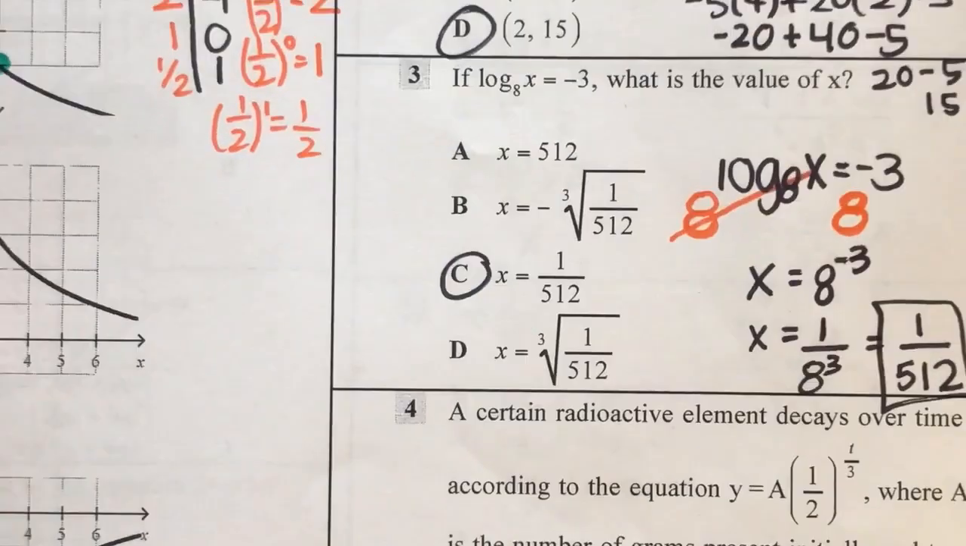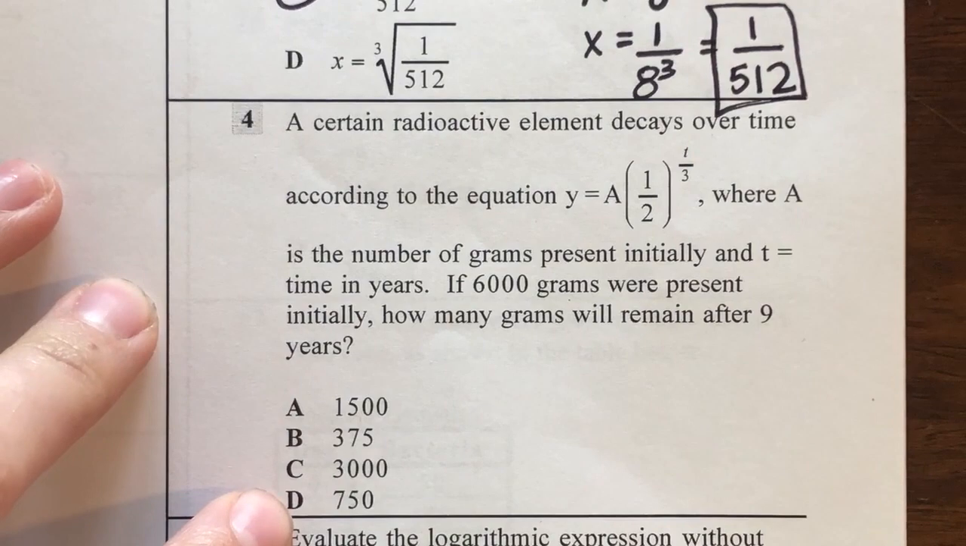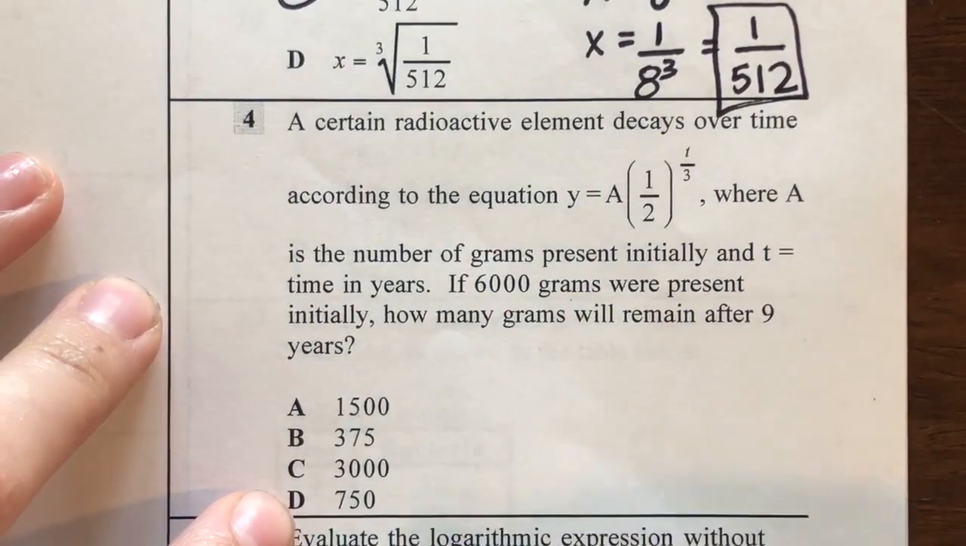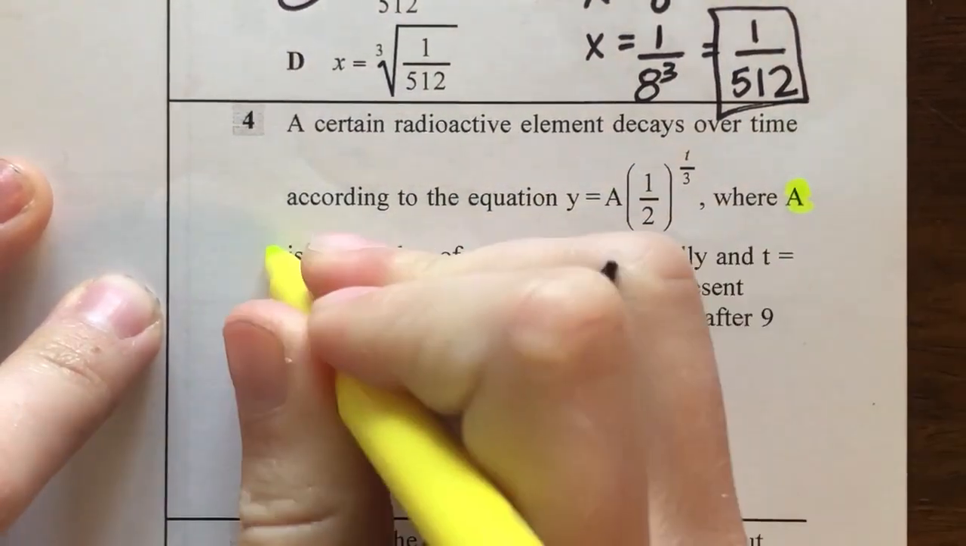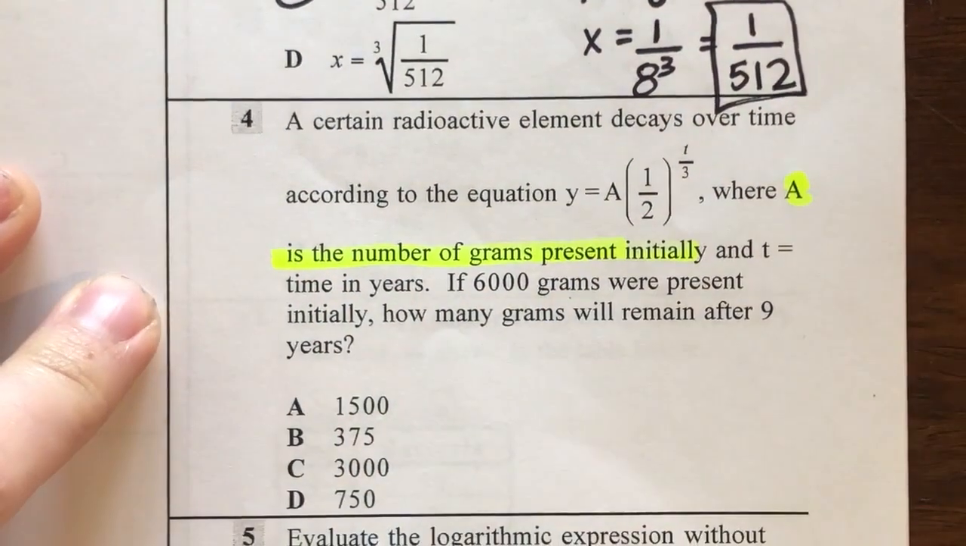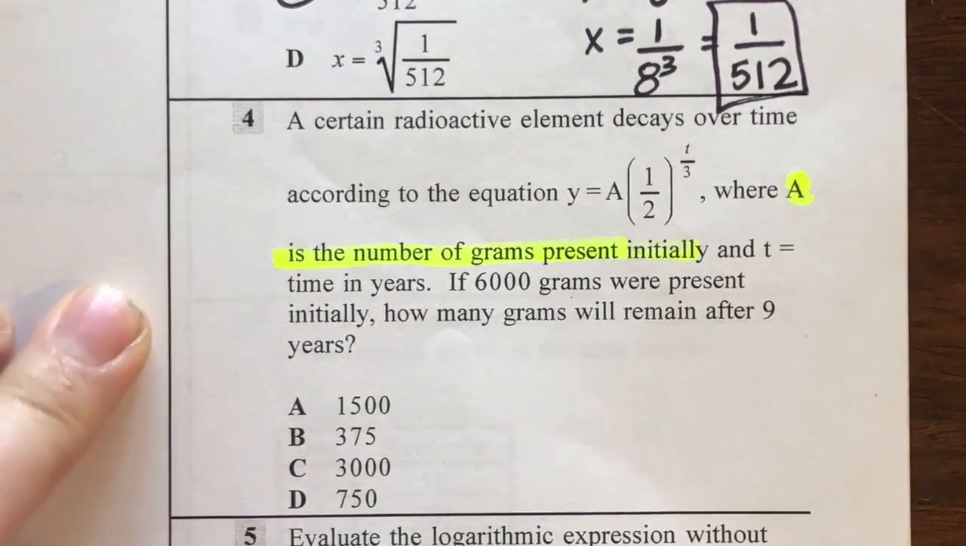Number 4, we are given a certain radioactive element decays over time according to this equation. And they're telling us that A is the number of grams present initially, and T is going to be our time in years.